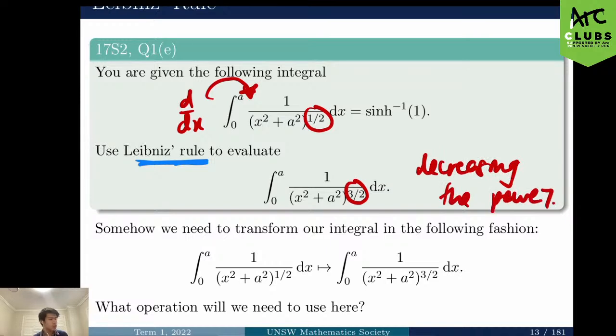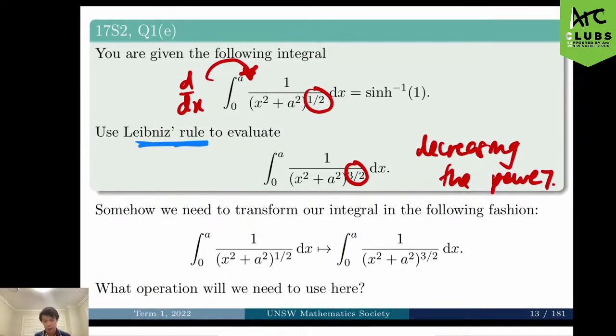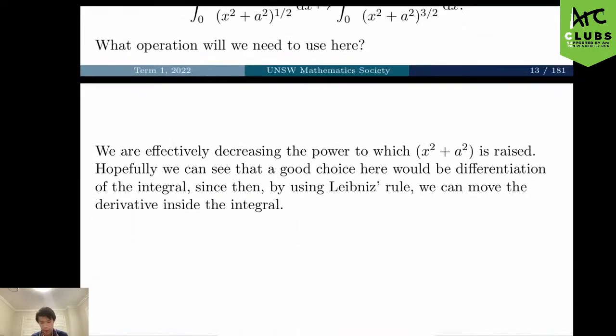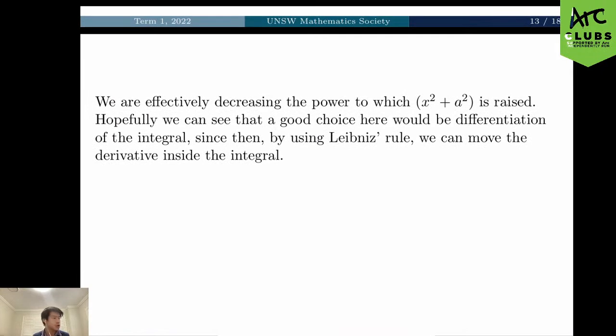That's how we want to break these kinds of questions down. What are we trying to do? We'll change this half to a 3/2, so we're probably going to use Leibniz's rule. That explanation is down here. We're effectively decreasing the power to which this thing is raised. And exactly, differentiation.